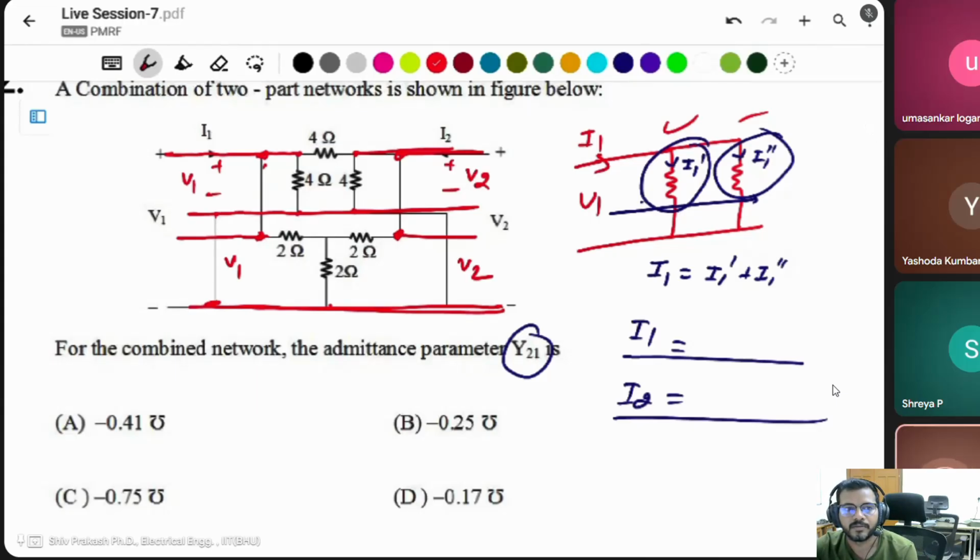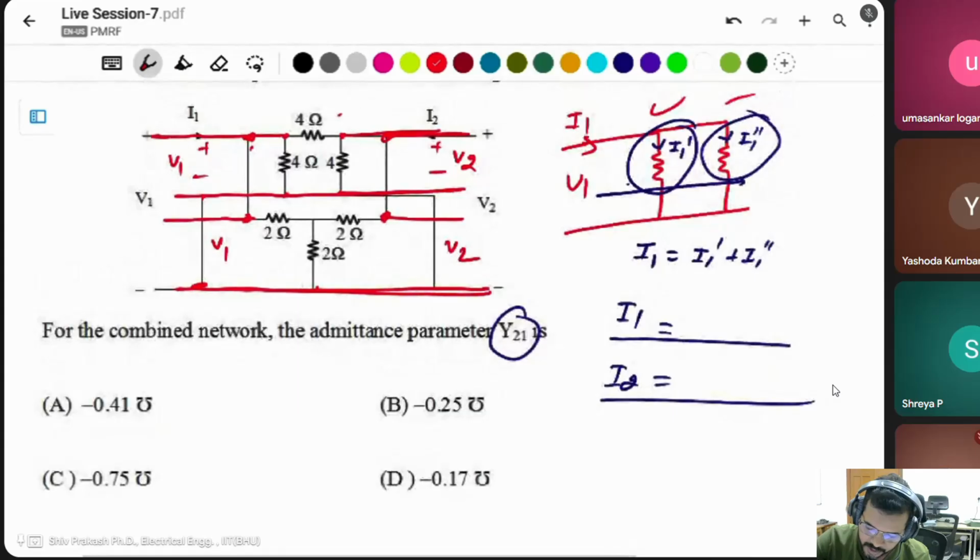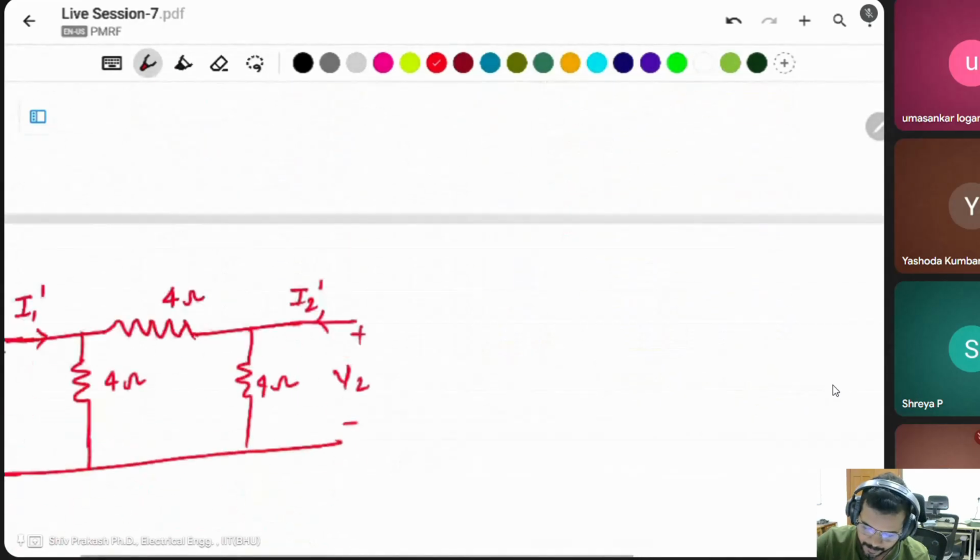With currents, Y11 and Y12 can also be added, sir. Yes. Okay, now I understood, sir. Thank you, sir. Okay. Pi network completed. Second one is the T network.